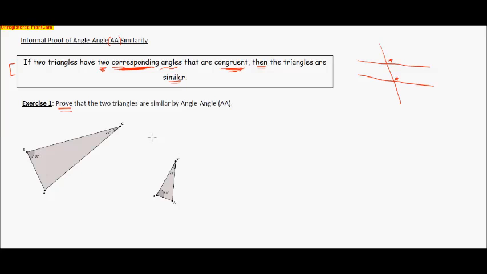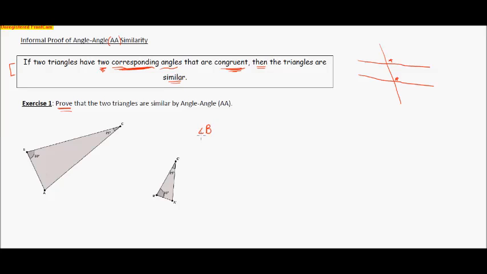So if we go down to exercise 1, you just have to ask yourself, do you have two corresponding angles that are congruent? And you in fact do. This is what I would do. I would list it here. We could say angle B, and please start using the angle.